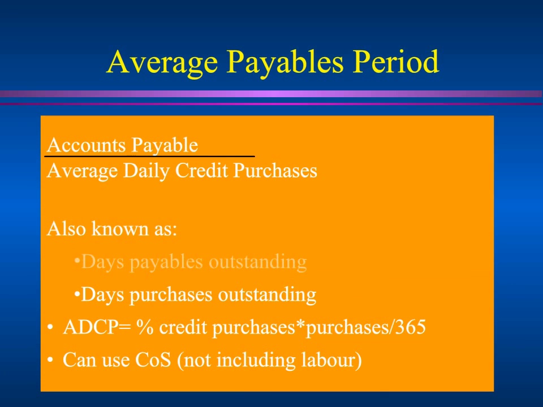Okay, the average payables period is the amount of time it takes a company to pay its bills, its trade payables usually. The formula for it is accounts payable divided by average daily credit purchases. I've seen it also as days payable outstanding, days purchases outstanding, etc. Daily credit purchases we'll get into on the next slide. In a pinch, if you can't find the accounts payable number, you can use the cost of sales, but hopefully it doesn't include the labor number because you have to pay your labor immediately, not put them in a payable system.